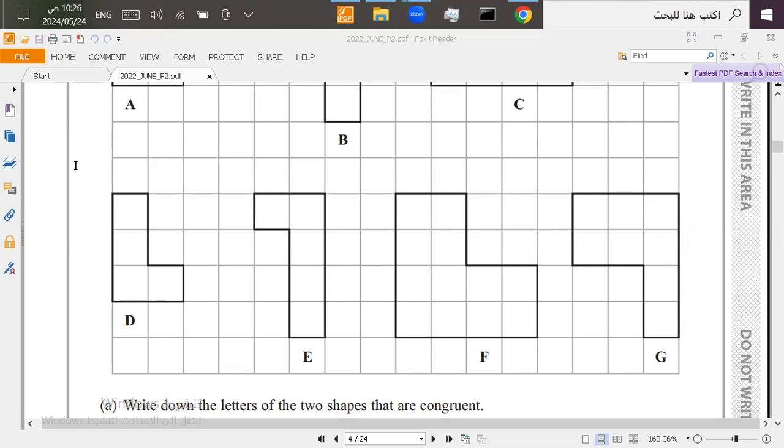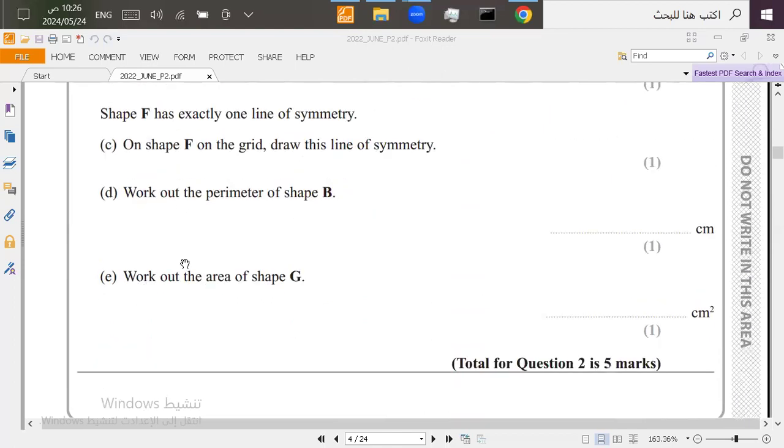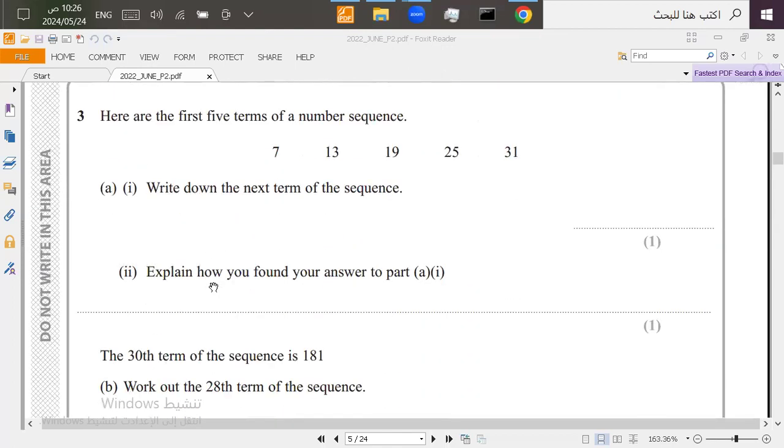Here we found the area of shape G. We got the area of shape G, we did it. Now let's move on to the next question.